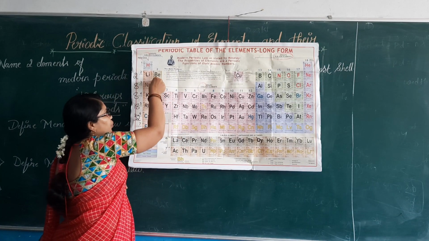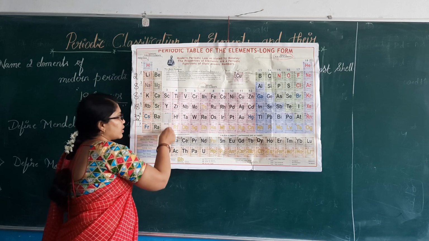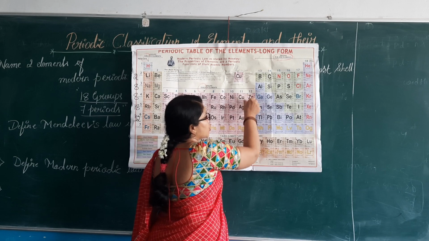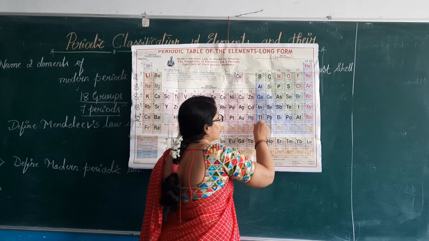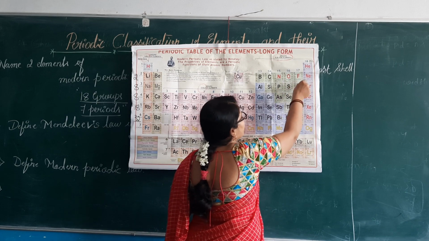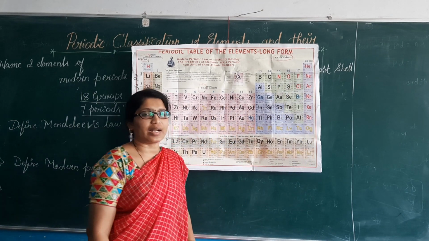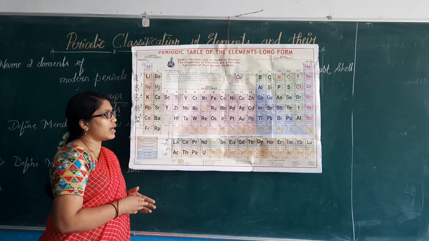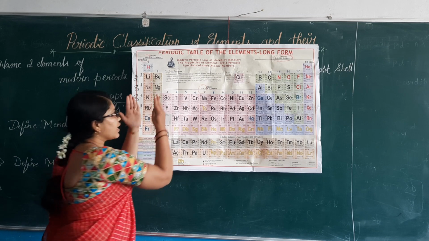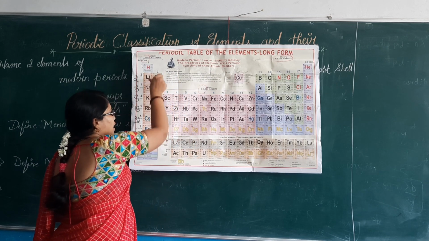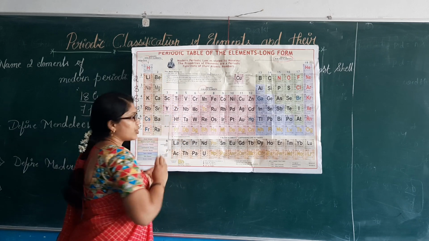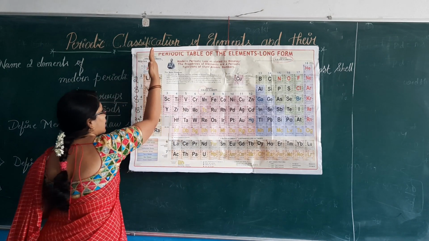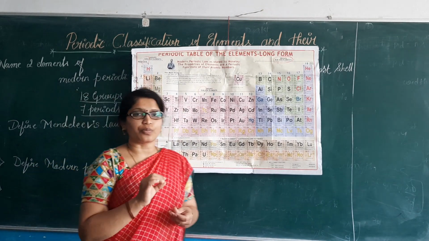Likewise, I have group 2, the second group. This is the third group, 4th, 5th and so on. I have up to 12 here. This is the 12th group. Then I have the 13th group, 14th group, 15th, 16th, 17th, and finally the last group, the 18th group. Whatever elements are arranged in a vertical fashion are all called groups.